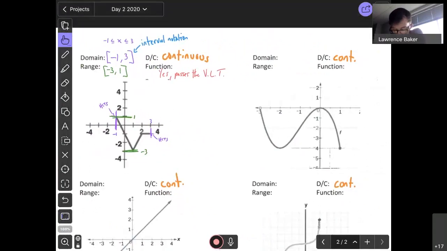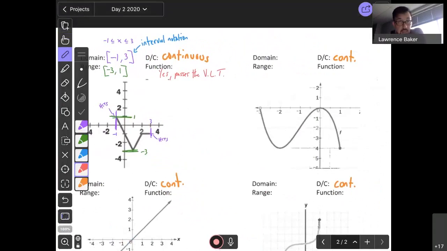So if we look at the next one to the right, we already said it's continuous. Might want to think, okay, what's the next easiest question? What if we run the vertical line test again? That seems pretty easy, right? Looks like I'm only ever able to hit it once, so that's going to pass. So this is also a function.